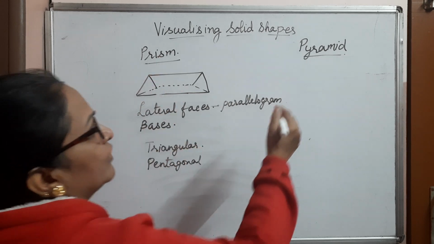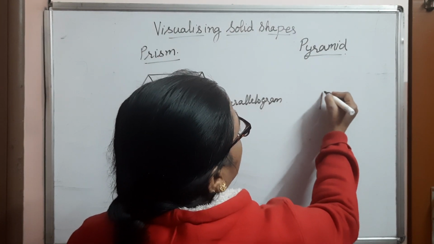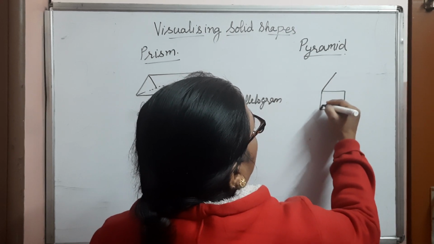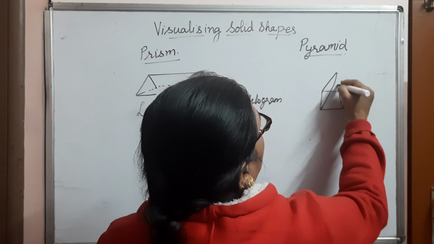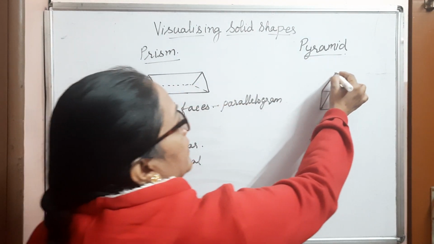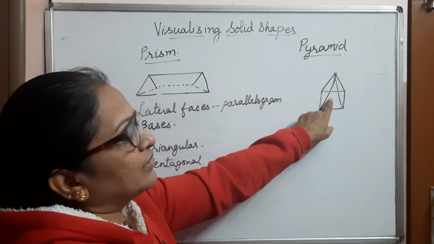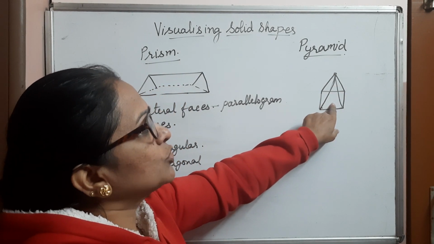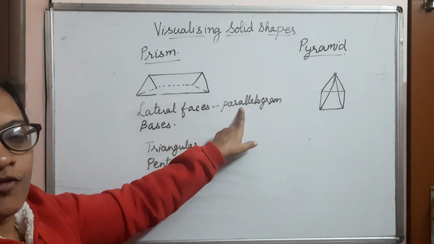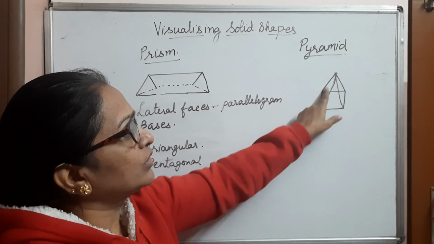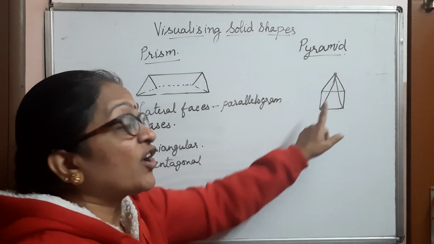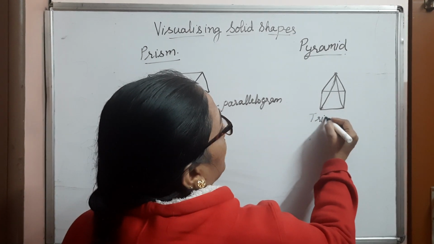In the same way, when you talk about a pyramid, the pyramid is also named on the basis of the base. Here I have made the base a square, so it will be named a square pyramid. In the prism, the lateral faces were in the shape of a parallelogram. Here, all the lateral faces which go up will be in the form of triangles. They are triangular.